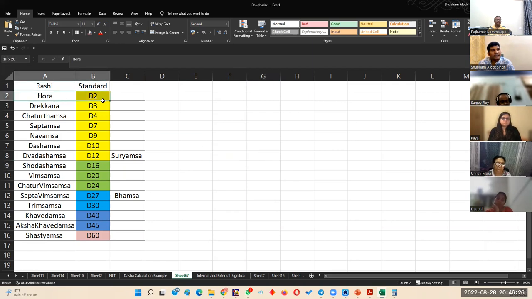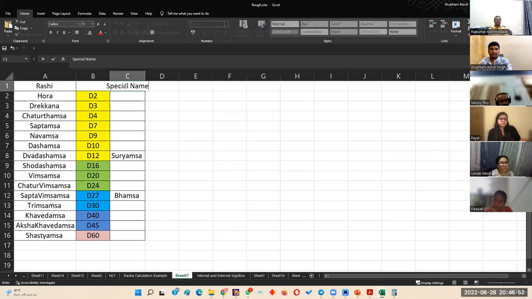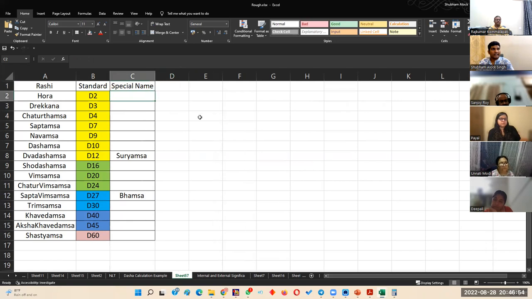Secondarily, as is very clear with the calculation of Hora itself, the Lord of the division, rather the deity of the division, because when I say Lord, you can confuse it with the Rashi Lord. Basically, by Lord, I mean God. Use the better word, deity. Deity is the most important factor when it comes to a particular divisional chart. Right? Deity becomes very, very important.